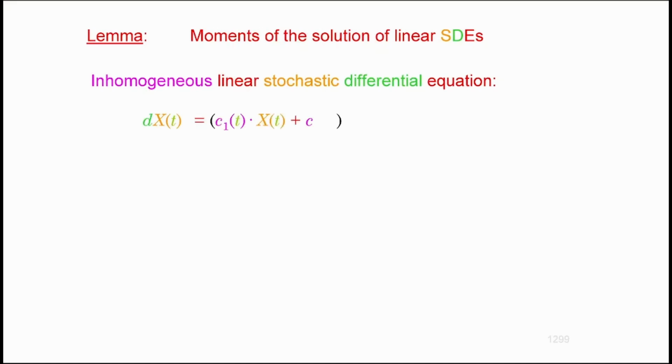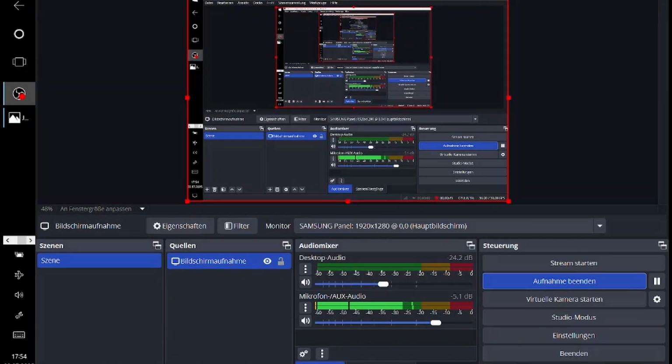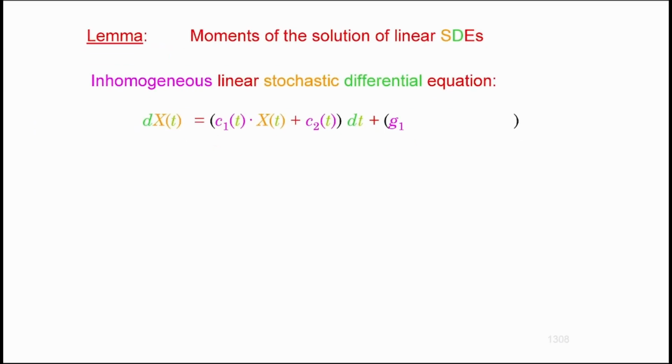Here you have both an additive as well as a multiplicative function for the drift as well as the diffusion. The C's are the additive and the multiplicative functions for the drift, and the G's are the additive and the multiplicative functions of the diffusion.